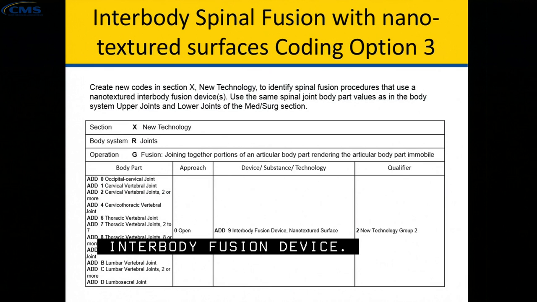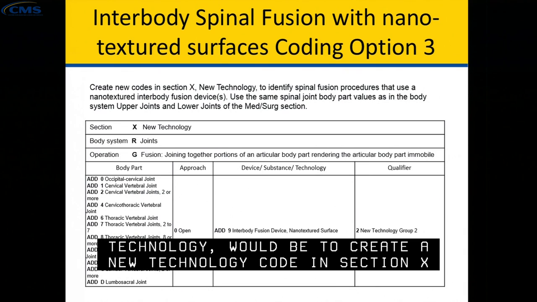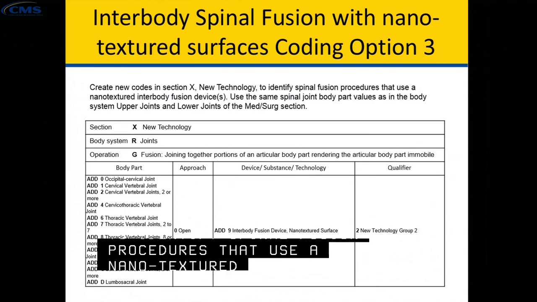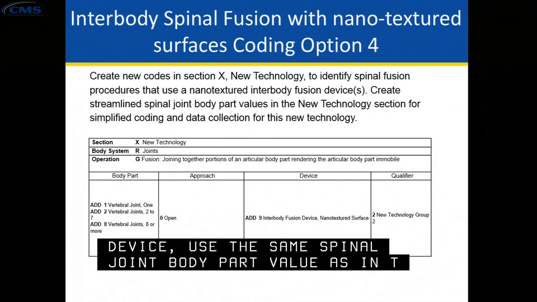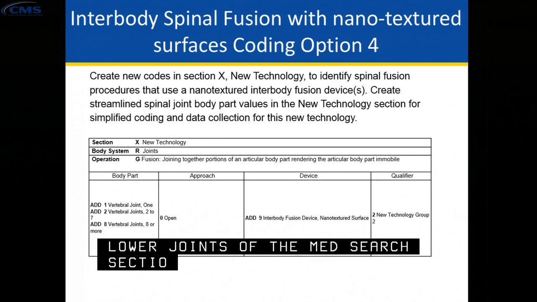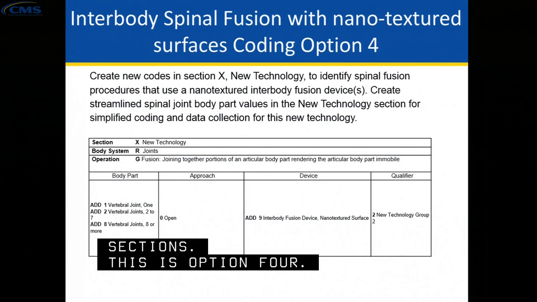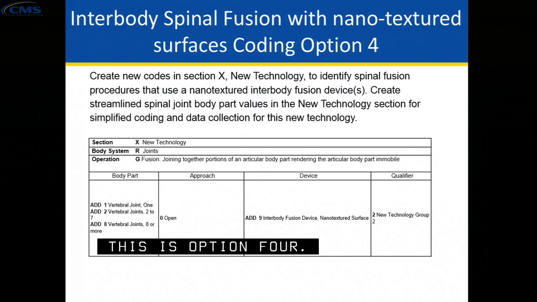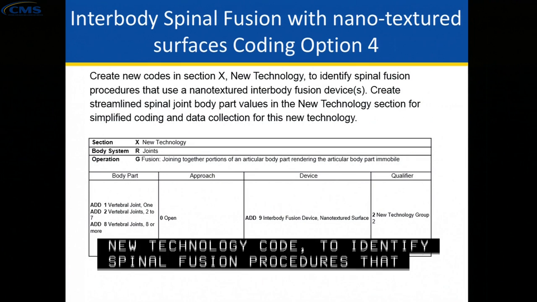Coding option three, as this is a new technology, would be to create a new technology code in section X to identify spinal fusion procedures that use a nanotextured interbody fusion device, use the same spinal joint body part values as in the body system's upper joints and lower joints of the MedSurg sections. And this is coding option four. Create new codes in section X, again a new technology code to identify spinal fusion procedures that use a nanotextured interbody fusion device. Create a streamlined spinal joint body parts value in the new technology section for simplified coding and data collection for this new technology.